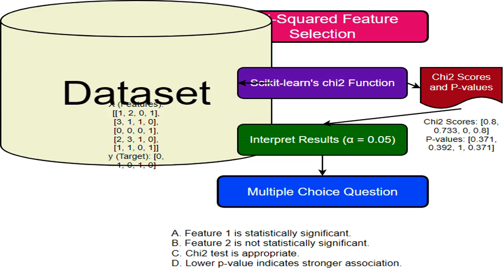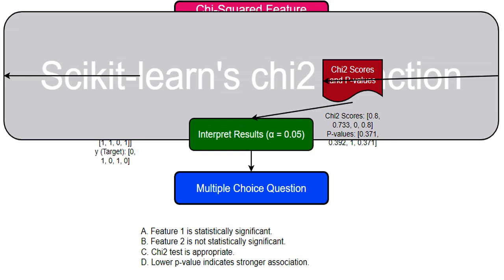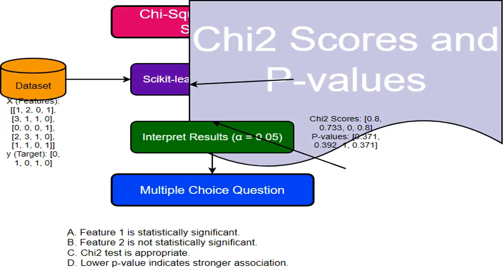This shows the actual data. Each row is an observation, and each column is a feature. For example, the first observation has a value of 1 for feature 1, 2 for feature 2, 0 for feature 3, and 1 for feature 4. I'm using the chi2 function from Sklearn to perform a chi-squared test. This statistical test helps me figure out which features are most related to my target variable. The chi2 function gives me two things: chi-squared scores, which measure the association strength, and p-values, which tell me the statistical significance of the associations.